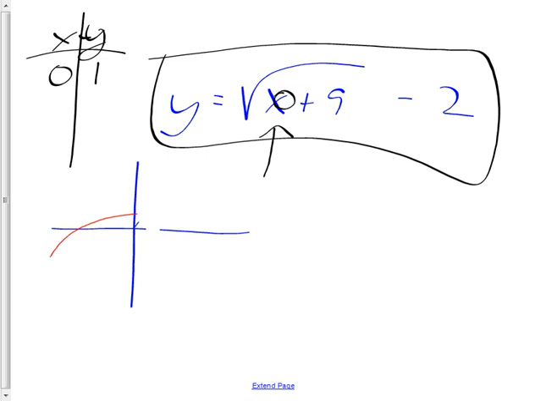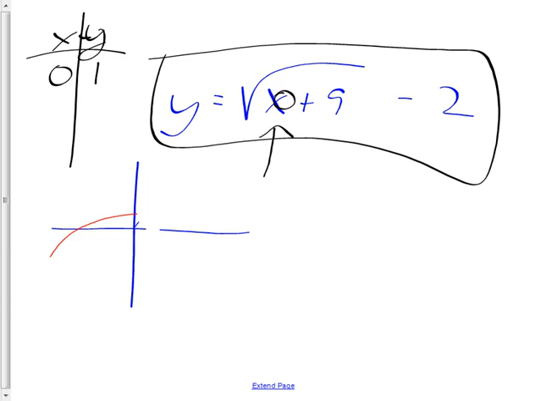I picked 0 out of the air. You could pick anything you want. I encourage you to consider picking numbers that'll have a nice square root when you're done. In other words, if you just put in 1, it's not going to be nice. If X is 1, you're going to have to do a square root of 10, which you don't know, and I don't know either. So I recommend you don't use 1.